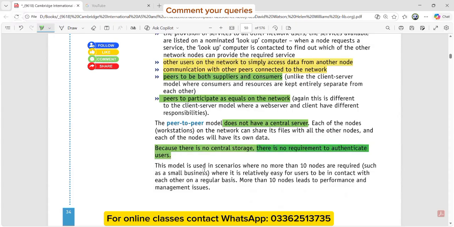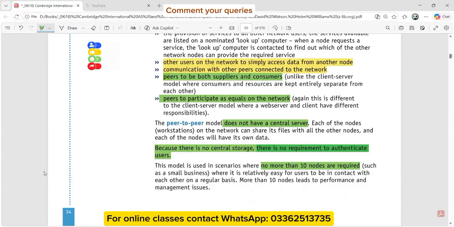The model is used in scenarios where no more than 10 nodes are required. Now, this is again a very important thing. No more than 10 network nodes are required. For example, a small business. In a small business where everyone is equal, no one is superior, no one is inferior, everyone is simply getting the resources and giving the resources, then they will be leading to a peer-to-peer network.